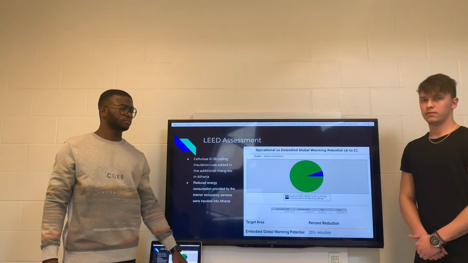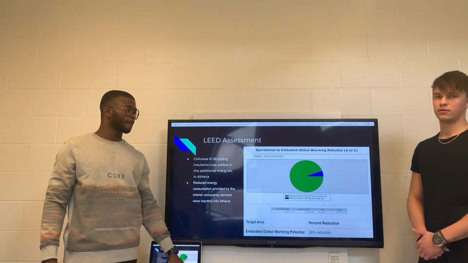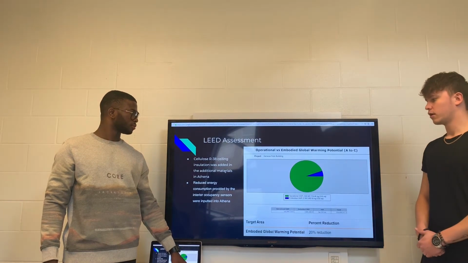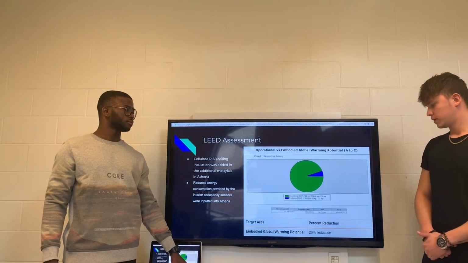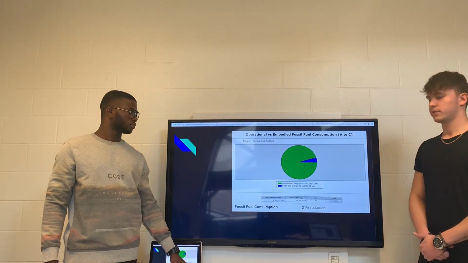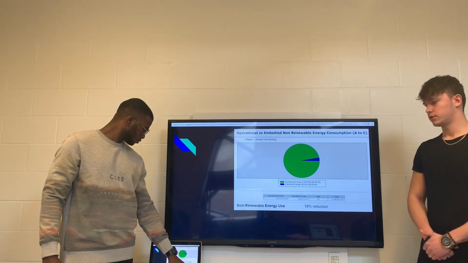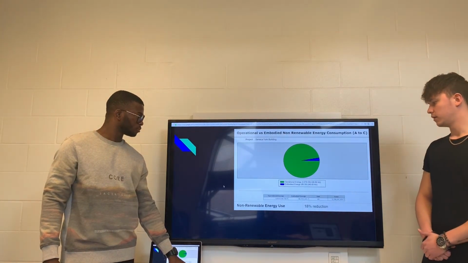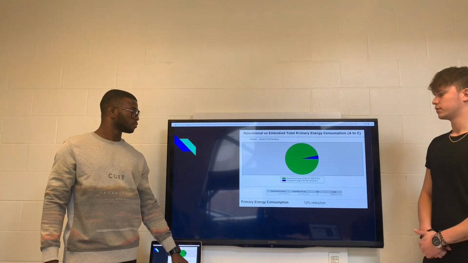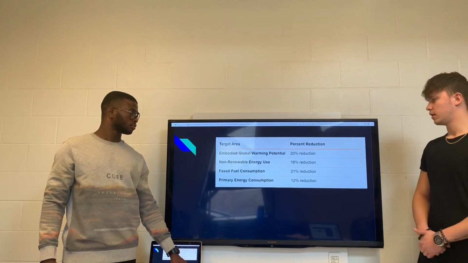Okay, so the measures that we could assess using Athena, we incorporated the insulation into the additional materials, as well as the adjusted energy consumption provided by the occupancy sensors, and we're able to get a 20% reduction in the embodied global warming potential, as well as a 21% reduction in fossil fuel consumption, in addition to an 18% reduction in non-renewable energy use, and finally a 12% reduction in the primary energy consumption. So to put that into perspective, these are all the results that are outlined here.